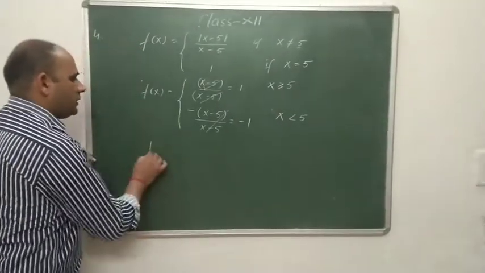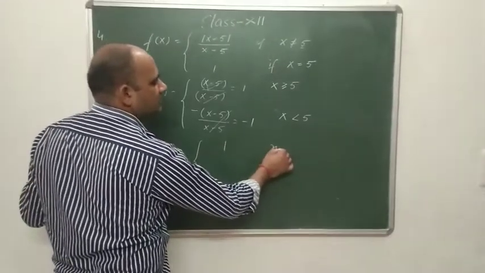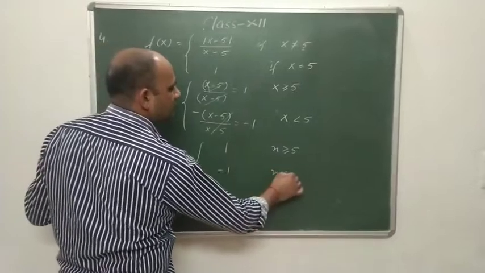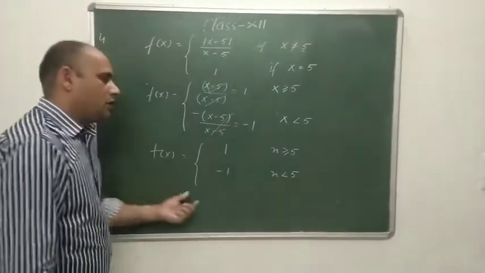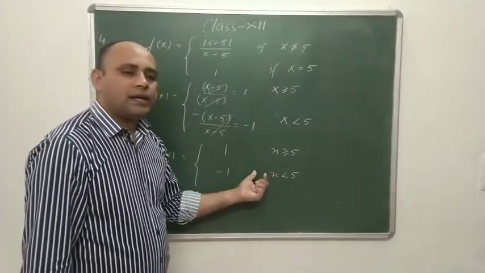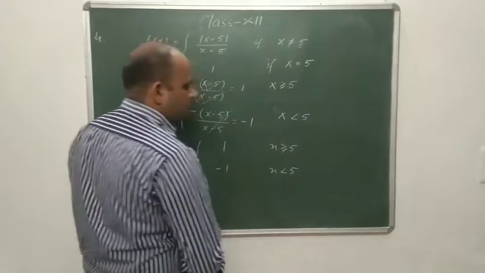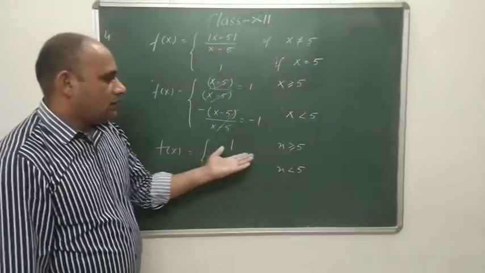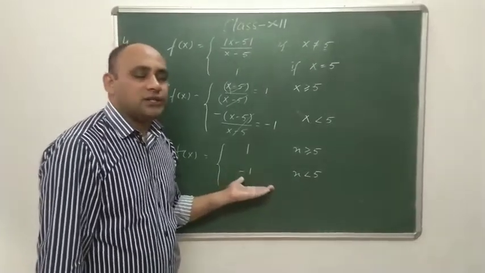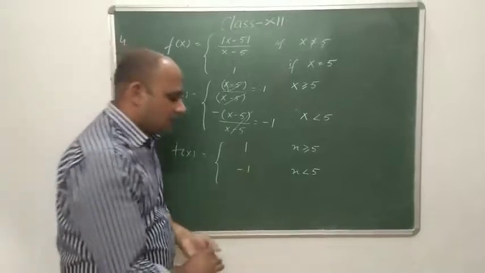So now our refined function is 1 when x is greater than or equal to 5, and minus 1 when x is less than 5. Now you can solve by using left hand limit and right hand limit. But you can see directly also, on the right 1 or on the left minus 1. The function is discontinuous. But it is a constant value, so we will discuss here.